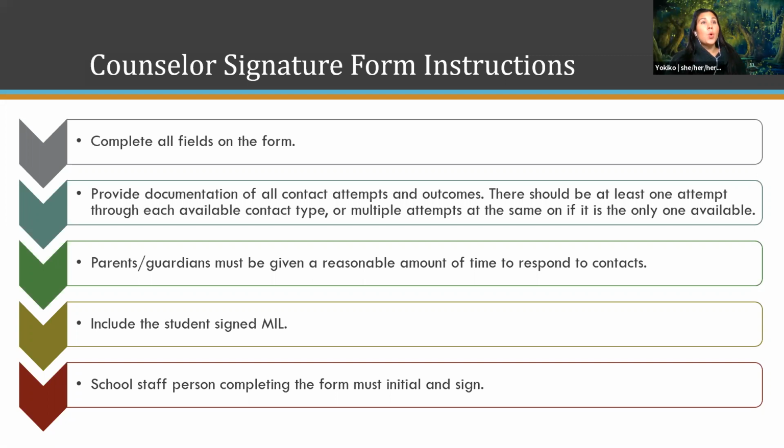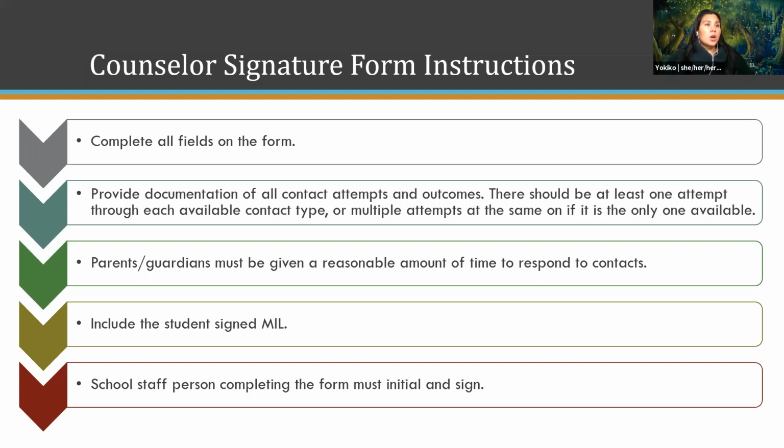There should be at least one attempt through each available contact type, or multiple attempts at the same type if it's the only one available. So what does that mean? Really what that means is if you have the capacity to send a letter home, to send an email, or make a phone call, and those are your three options, you've made multiple attempts at each one of the available options to you. If you only have a phone call and an email that you can use, then that's what you'd use, and you would provide documentation of the multiple attempts that you've made. So whatever means that you have available, and making those multiple attempts through those means.